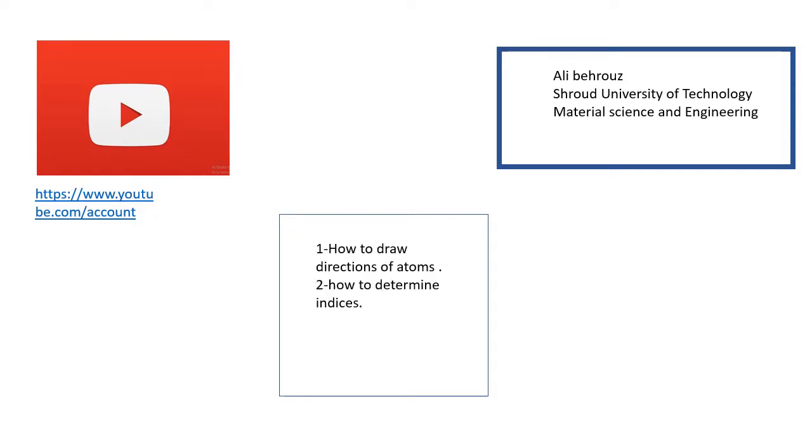Today we are going to talk about two items. Number one is how to draw direction of atoms, and number two is how to determine indices. Before we start, I want to say that we are going to have two videos. This is the first video. In the first video, we are telling the rules and solving some questions. But in the second video, we are going to solve various questions, because by solving various questions you will understand these two items, how to draw directions and how to determine indices easily, and after that you will be able to get a good grade.